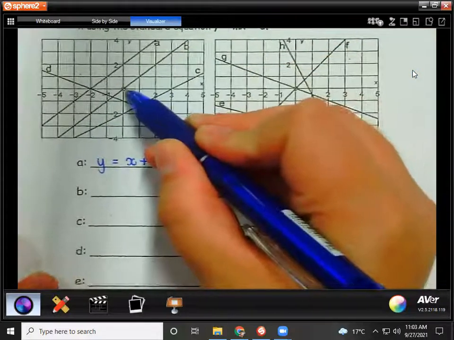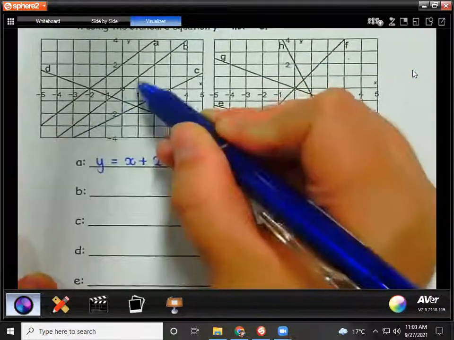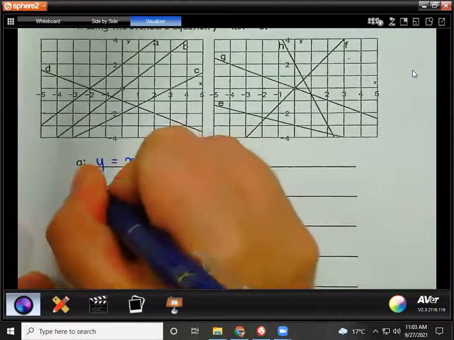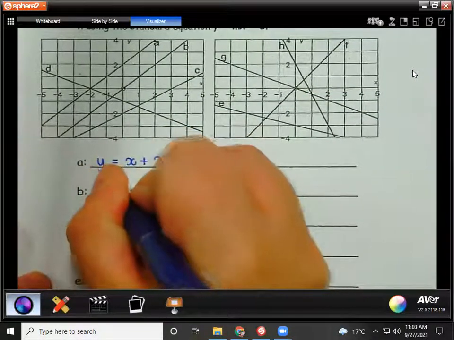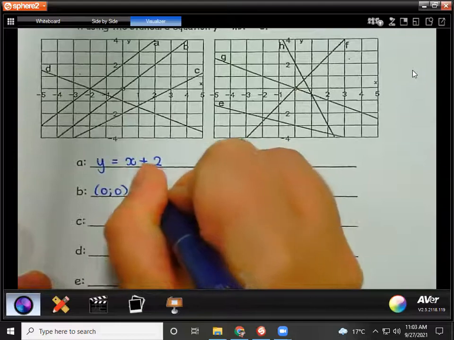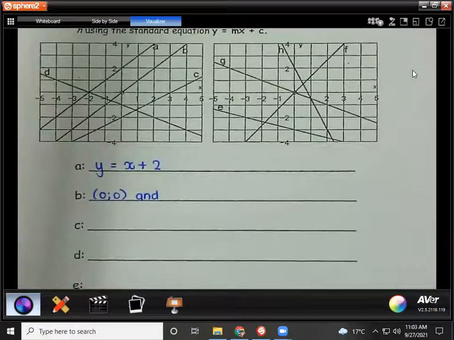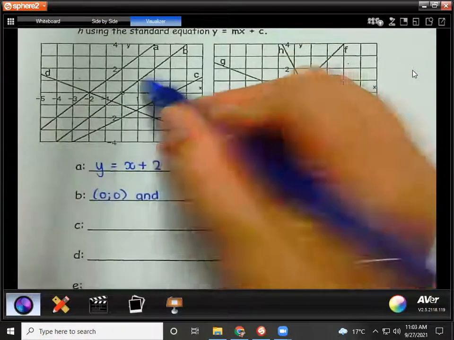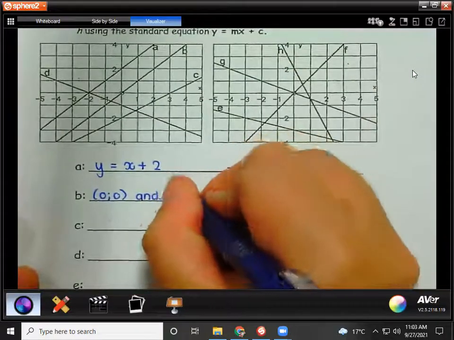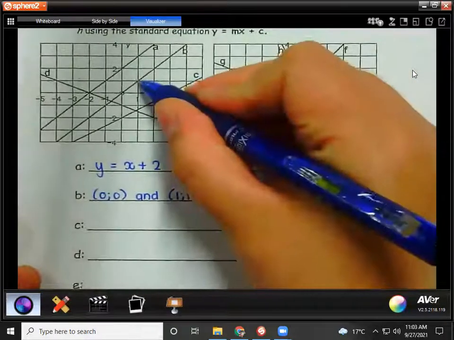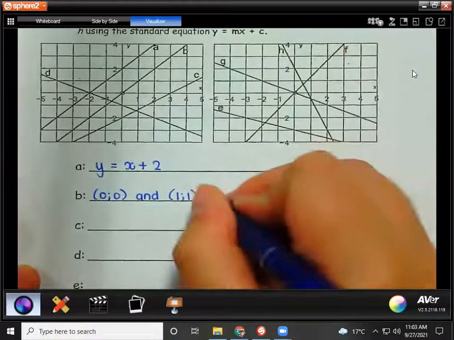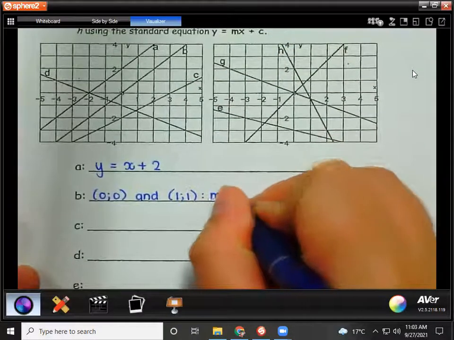Did you guys notice that this one actually goes through the origin? Right? So we can use that point 0, 0. And obviously, if you use different points, that's fine. Don't worry about that. Then I'll use the point 1, 1. Okay, there we have that point 1, 1. But again, guys, you could have used different points. There's nothing wrong with that.